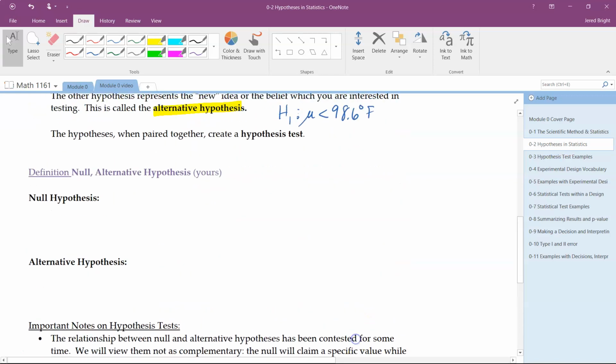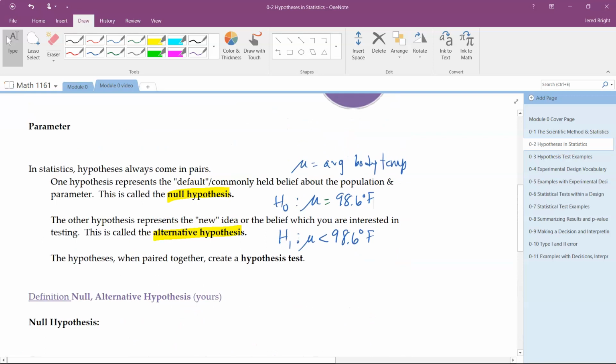If we look at the little fictitious example that I did up here, in the alternative hypothesis I notice that I have less than, so consequently, this hypothesis test that I just made up is going to be one-sided to the left. You should be able to determine the sideness in every hypothesis test.